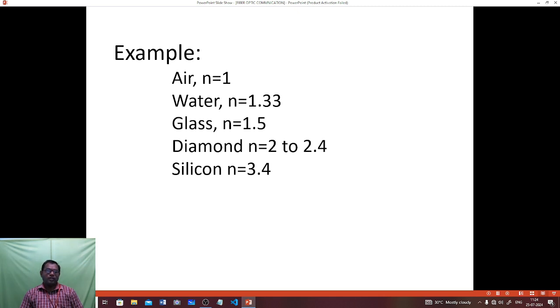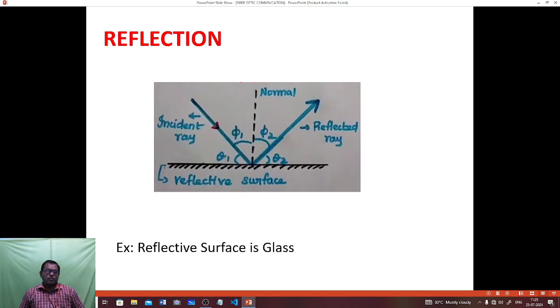Similarly, the refractive index of water is equal to 1.33, the refractive index of glass is equal to 1.5, and the refractive index of diamond is equal to 2 to 2.5. Similarly, the refractive index of silicon material is 3.4. So next one, reflection. It is the basic parameter of the light signal.